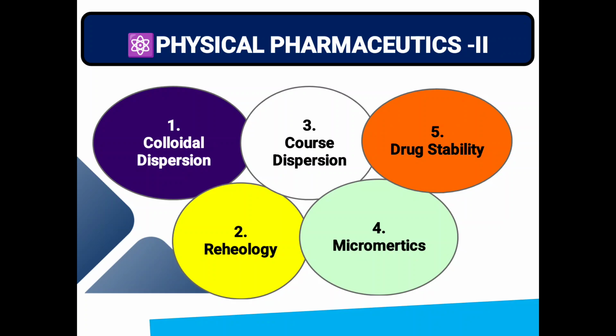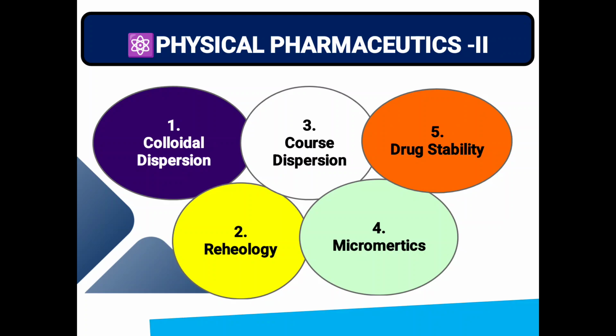Pharmaceutics is a branch of science that deals with the study of compounding and dispensing of dosage forms, or preparation of dosage forms. It is the branch which deals with formulating dosage forms and their physical properties. For manufacturing of a dosage form, the physical as well as chemical properties are required for a stable dosage form. So this is a very important subject, physical pharmaceutics.